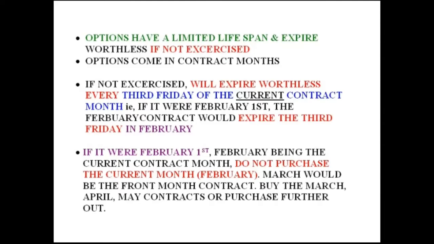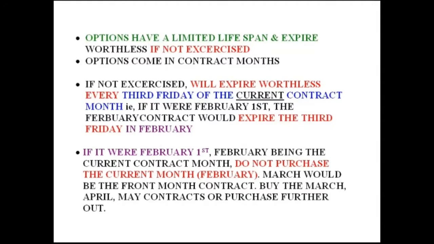For example, let's say it's February 1st. The option has a maximum remaining life expectancy of 3 weeks. So thus, this would not be in your best interest to buy the February contract. In this example, where February only has 3 weeks left on its contract and, being the current contract month, do not purchase the current contract month.